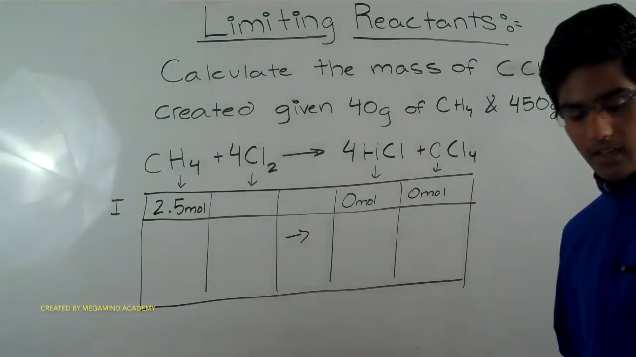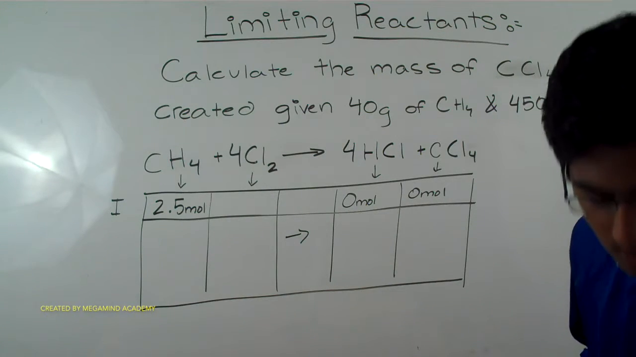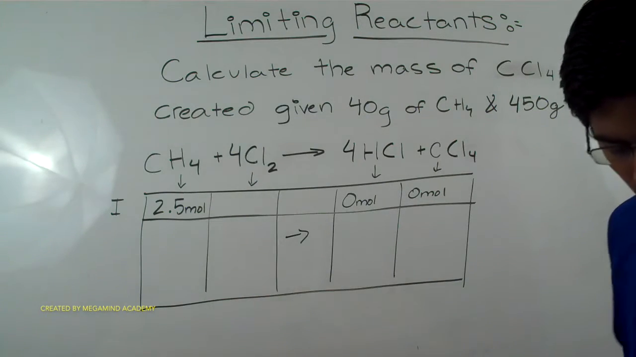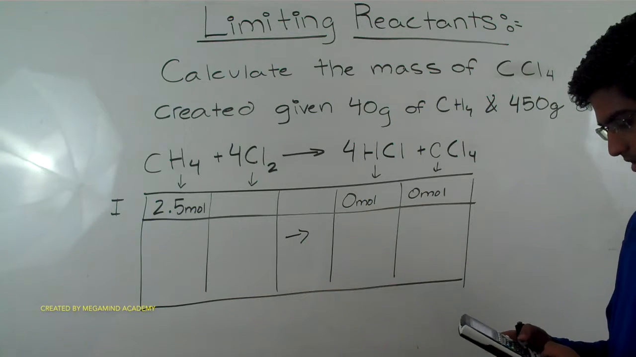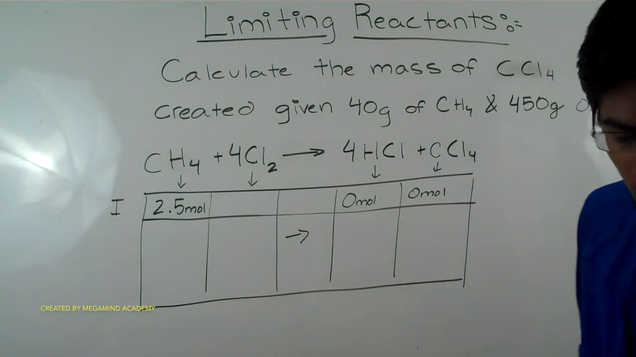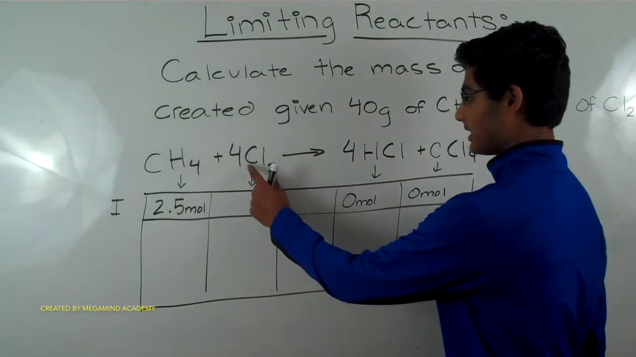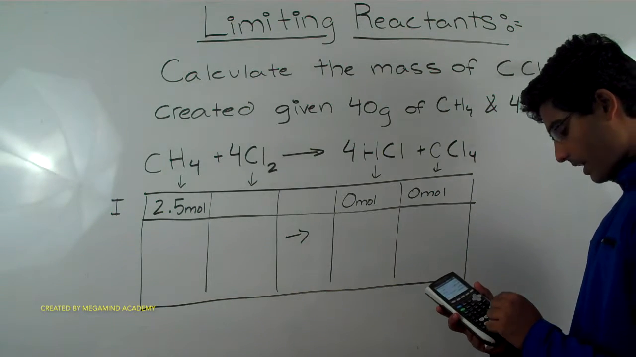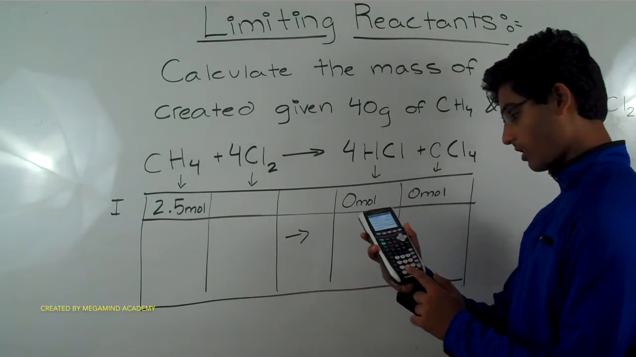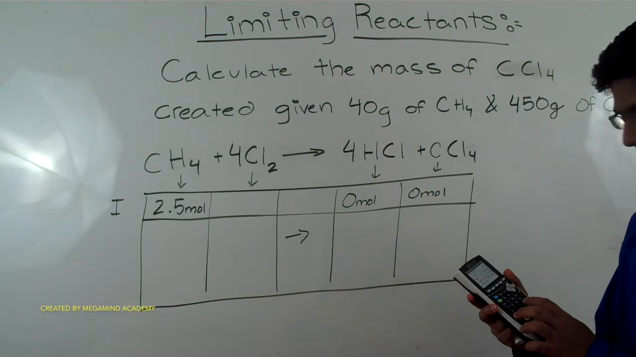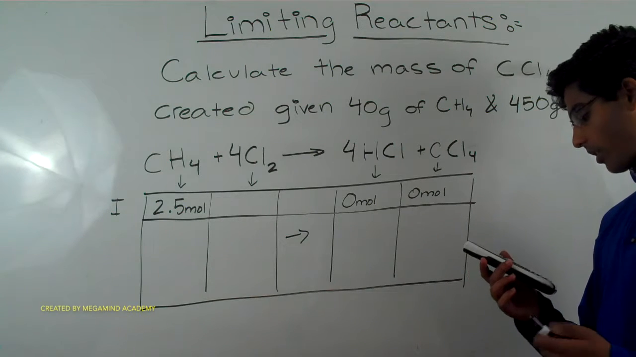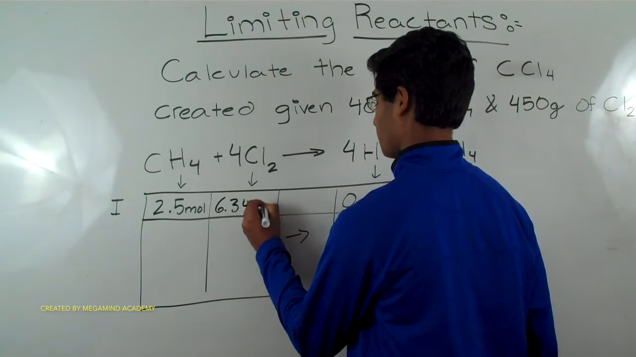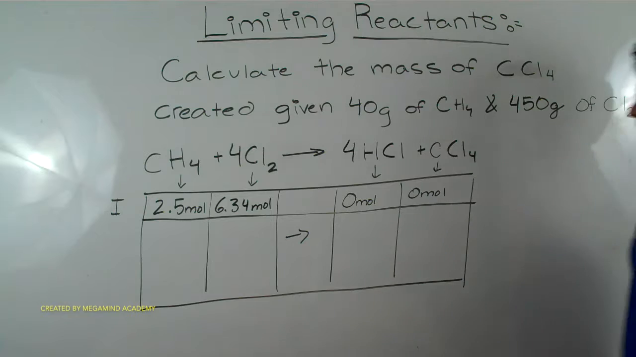Now let's figure out how many moles we have of 4Cl2. Chlorine is element number 17 with a weight of 35.453. The way we do it when we have a coefficient is we just ignore the coefficient and find the number of moles given Cl2. The 4 will come into play later. So we have 450 divided by 2 times 35.453, and this gives us 6.346 moles.